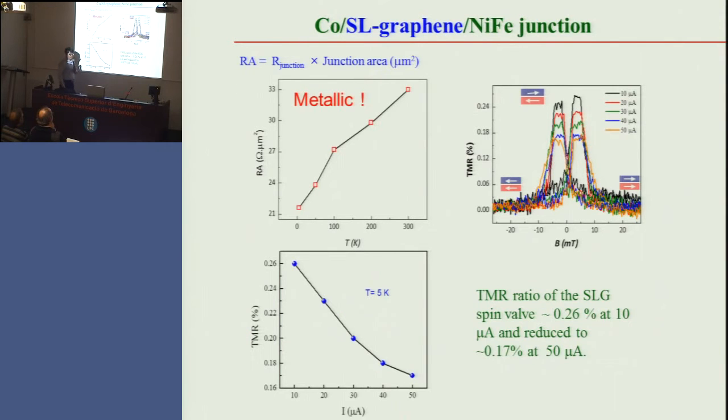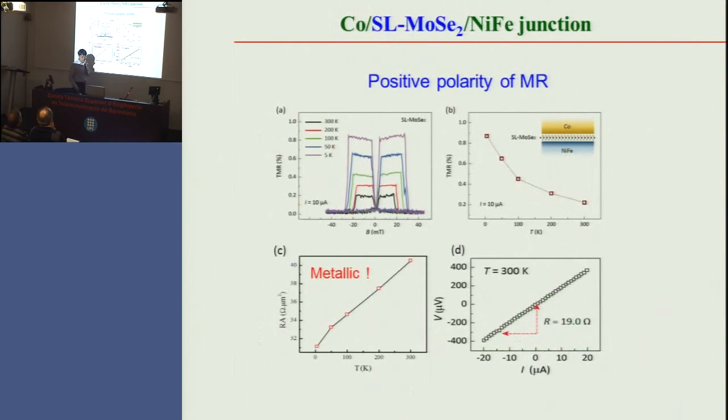So these contacts show, actually, as temperature is lowered, the resistance of the contact decreases, which shows metallic behavior. Remember those two things, and I replaced the other material. Instead of graphene, I put a single layer of MoS2, and this material also shows positive TMR, and also as the temperature is lowered, the resistance of the junction just decreases, which is actually metallic.